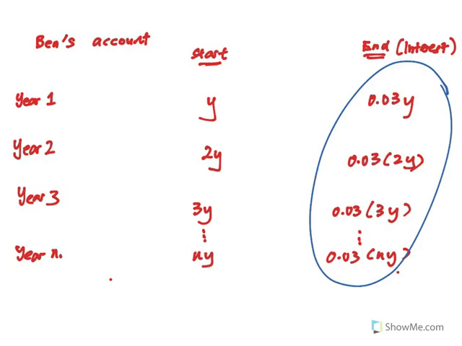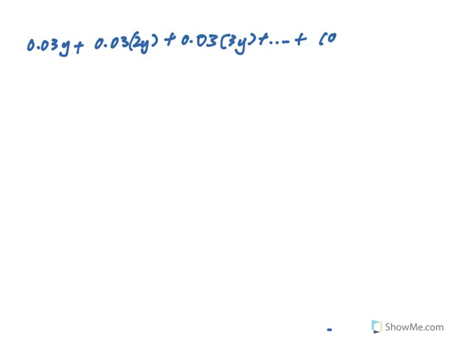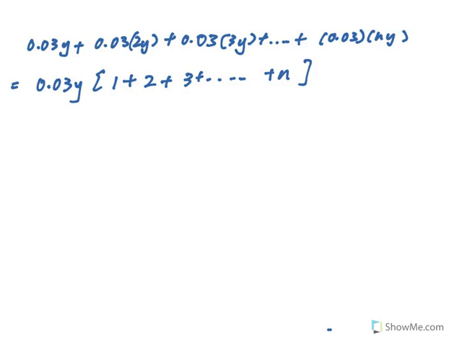So my question is, how much total interest did I receive? You observe that I have 0.03 of y plus 0.03 of 2y plus 0.03 of 3y plus, and so on, up to 0.03 of ny. If I take out 0.03y on purpose, you can see what I have. It's a very nice, beautiful number. This is nothing but an AP, right?